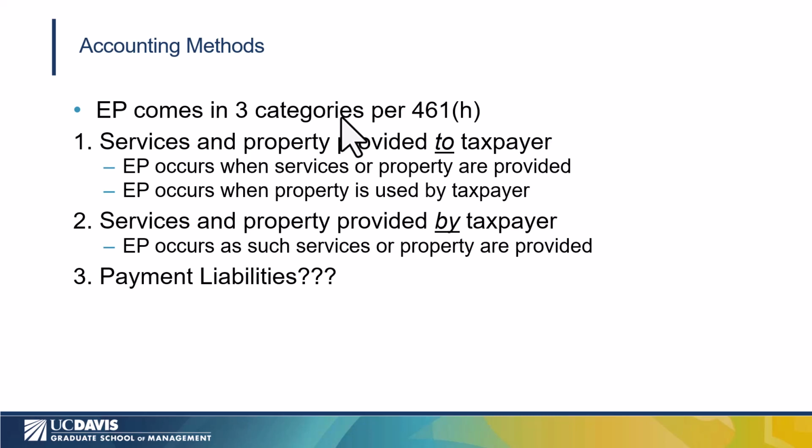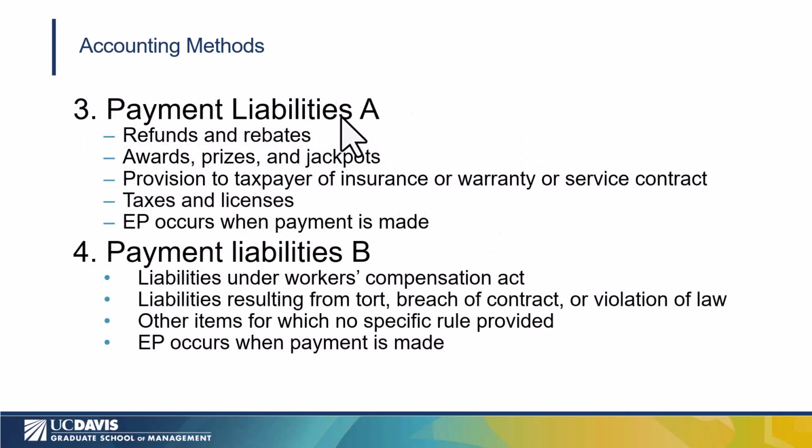And then the last category of economic performance is something called payment liabilities. And so the tax code made up this term, payment liabilities. And again, they're not very innovative. So what is a payment liability? Well, payment liability is a refund or rebate, awards, prizes, jackpots, provision to the taxpayer of insurance or warranty or a service contract. Taxes and licenses are payment liabilities. And under these circumstances, economic performance doesn't occur until the payment is made. That's why they're called payment liabilities.